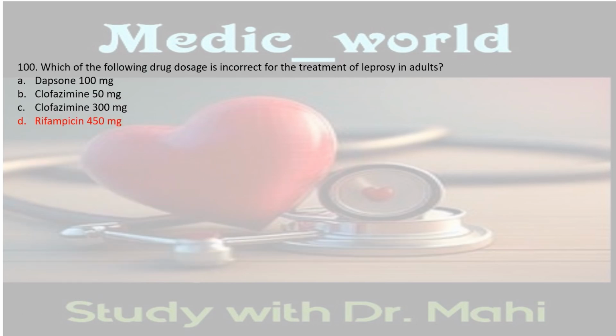Which of the following drug doses is incorrect for the treatment of leprosy in adults? The answer is rifampicin 450 milligrams.